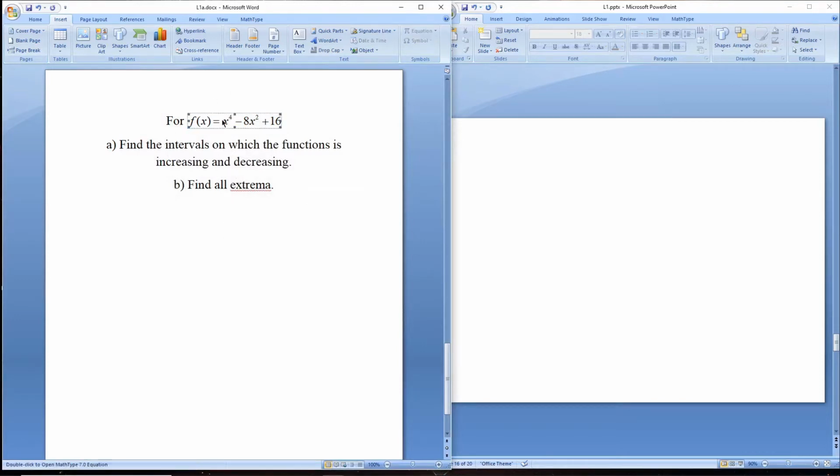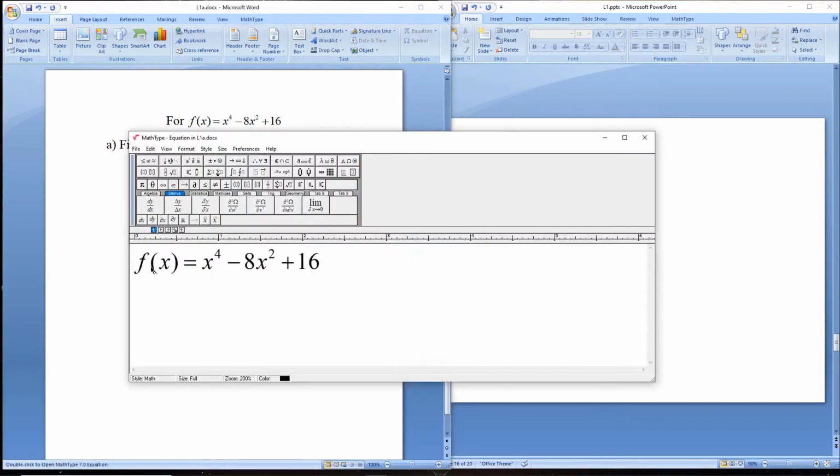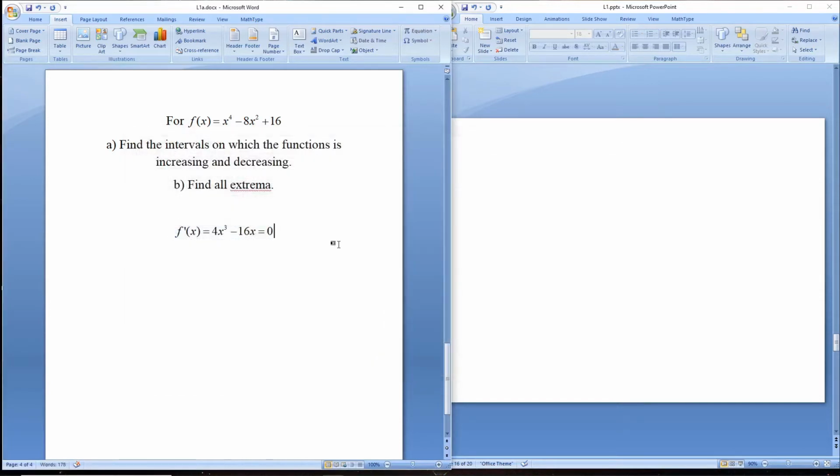But to find the other stuff, we will need the derivative. So the derivative of x to the fourth is 4x cubed. And minus 8x squared will get us a minus 16x. And the derivative of 16 is 0. And we will set this equal to 0 to find the turning points. So there's our derivative, set it equal to 0, and we will solve that.